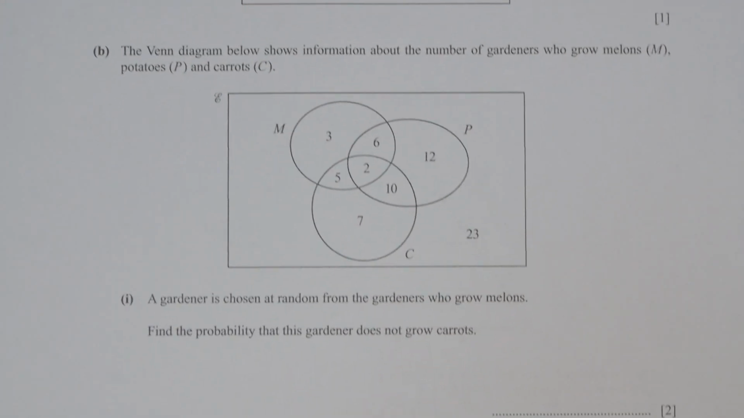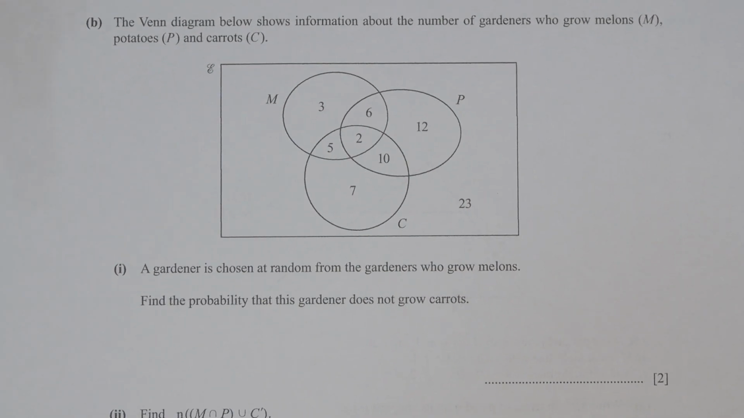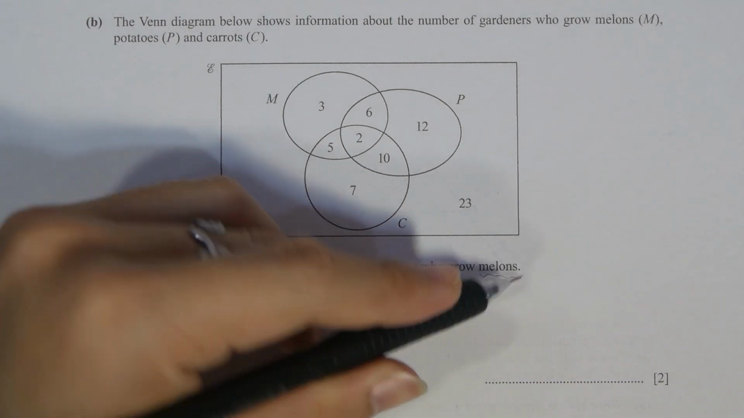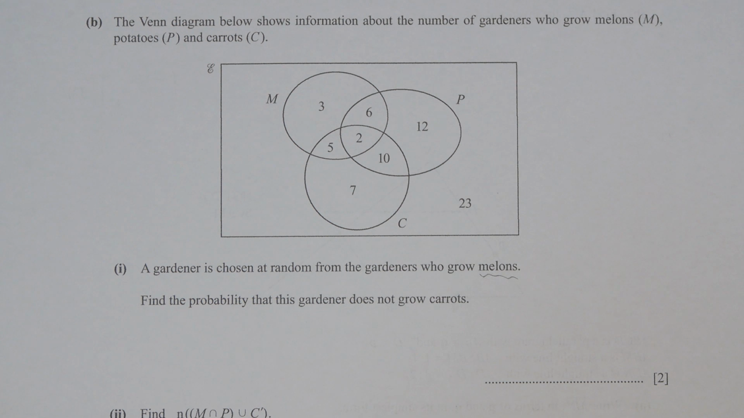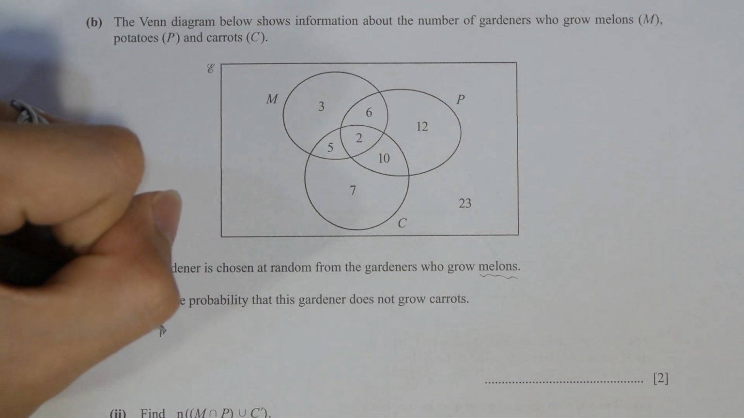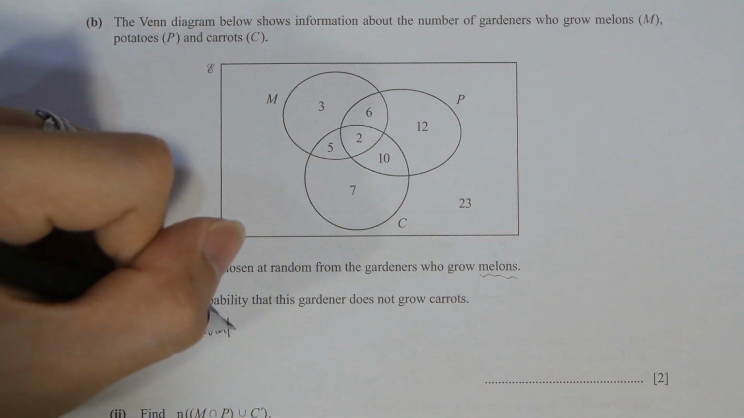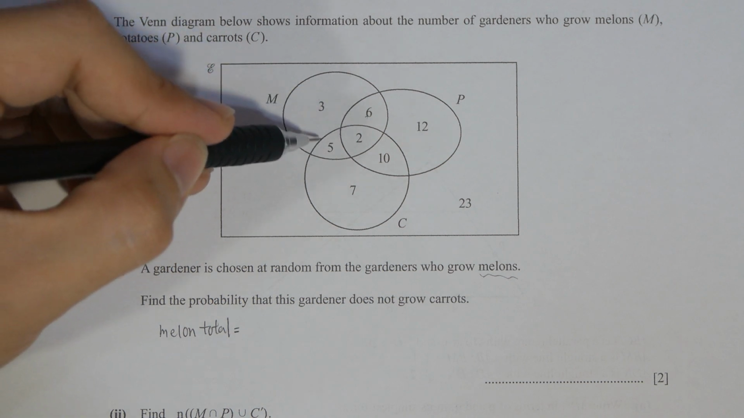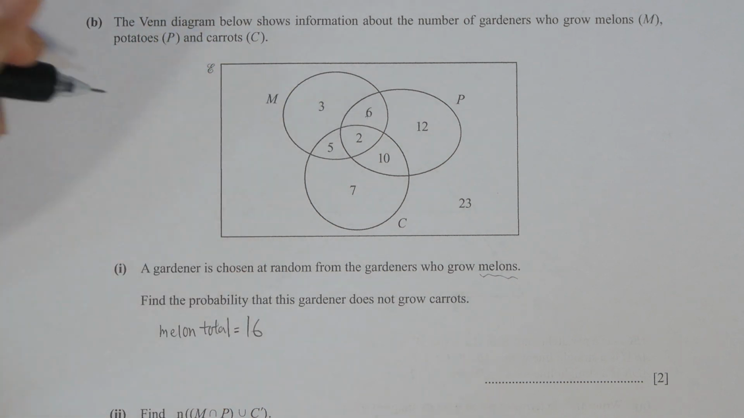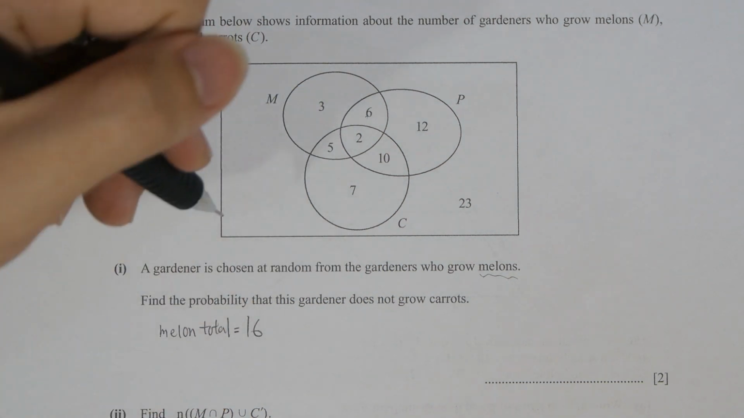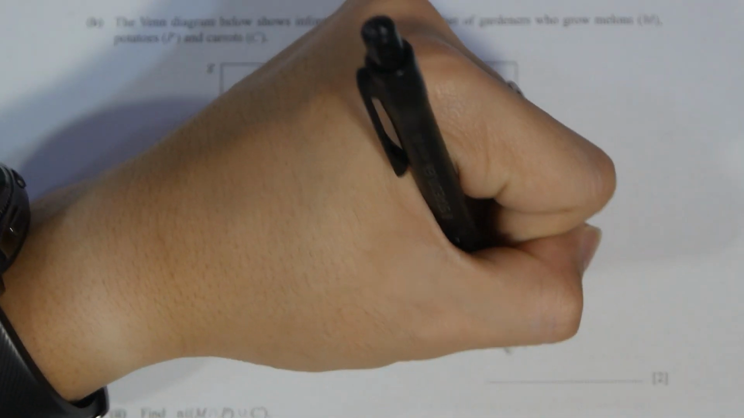For part B number 1, the key thing here is to narrow down the total possibilities. For those who grow melons only, the total is actually 16 gardeners, and those who don't grow carrot will be 6 plus 3, which is 9. So the probability will be 9 over 16.